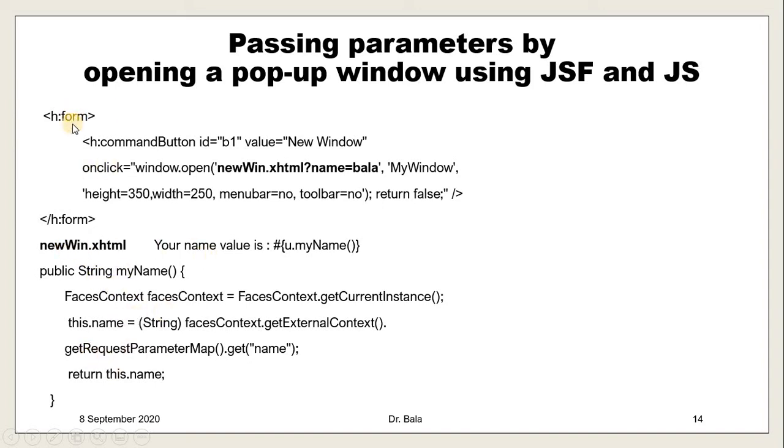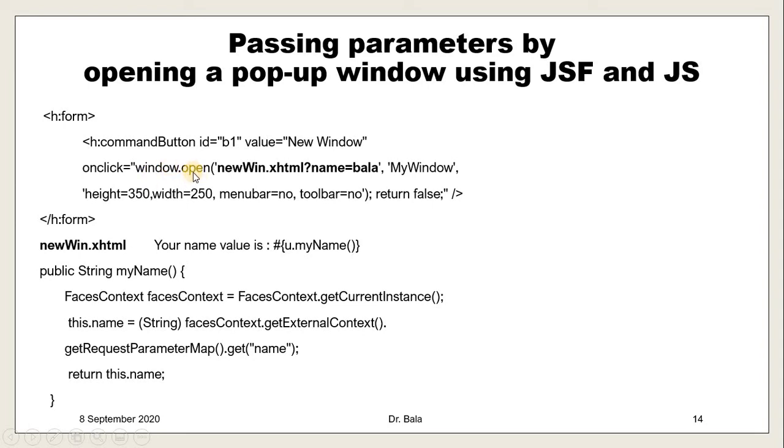For example, in the form, we have a command button which has the value New Window. In this command, I am calling the onclick JavaScript. Through the onclick, we are going to call JavaScript. In this, we are going to say window.open. So window.open, in a sense, will open a new window.